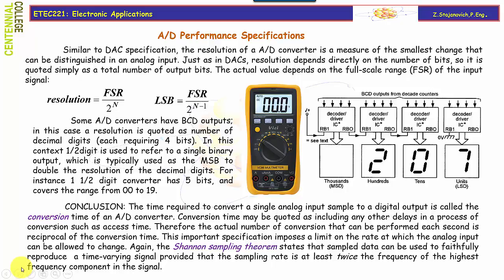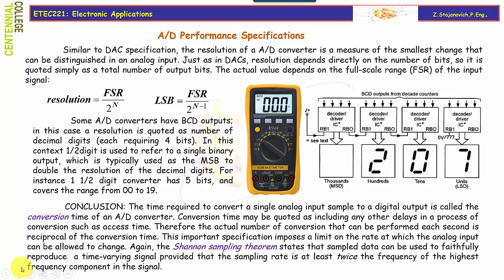In this context, 1/2 digit, which you might hear, is used to refer to a single binary output, only 1 bit, which is typically used as the most significant bit to double the resolution of the decimal digits. For instance, a 1 and 1.5 digit converter has 5 bits and covers the range from 00 to 19. So as you can see, by adding this half digit, we are actually adding 1 bit, which can double the range of possible displayed values.